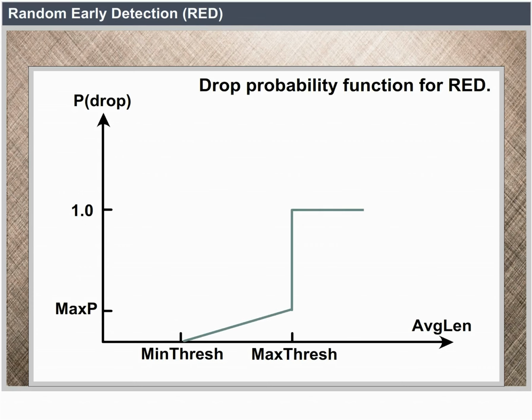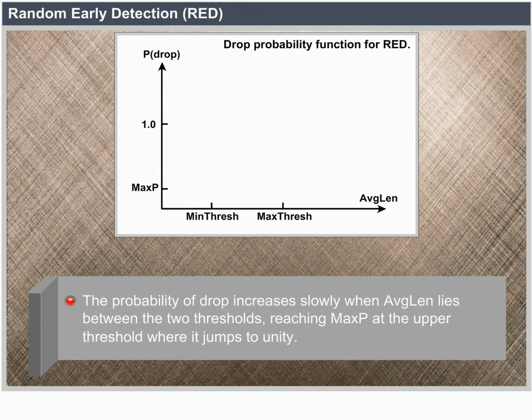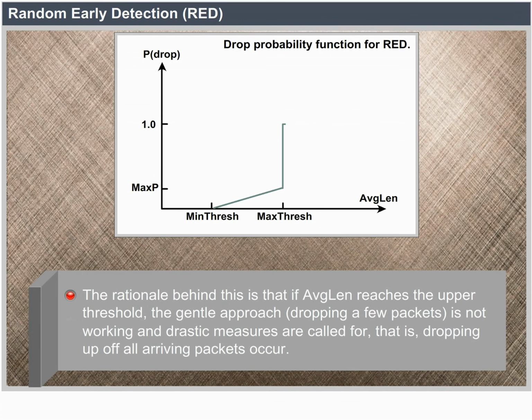The probability of drop increases slowly when average length is between the two thresholds, reaching maximum P at the upper threshold, at which point it jumps to unity. The rationale behind this is that if average length reaches the upper threshold, then the gentle approach, dropping a few packets, is not working and drastic measures are called for, that is, dropping all arriving packets.